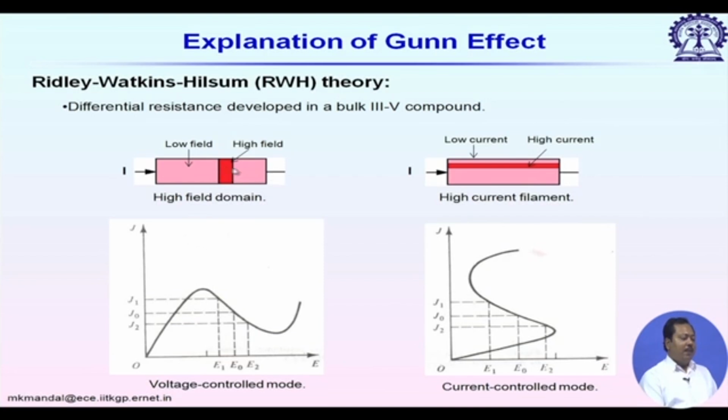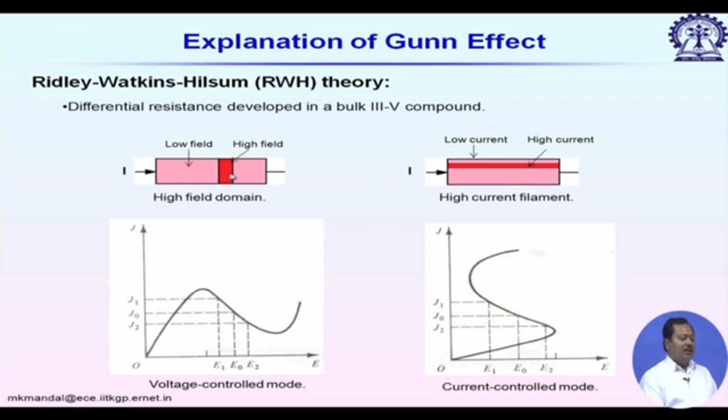Then most of the applied electric field will appear across that high resistance region. It is shown here by this red block. Outside this red block, the electric field value will be much smaller compared to that across this red block, since this red block has higher resistivity compared to other regions. Now, this filament having higher electric field moves from cathode to anode. We will see later why, and how this high field region is generated.